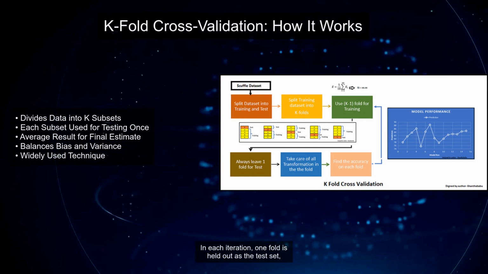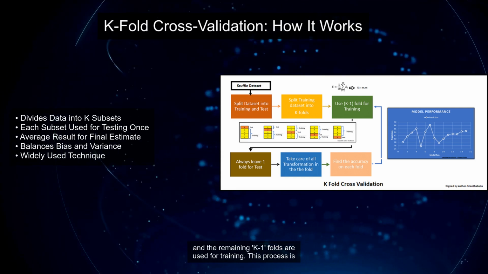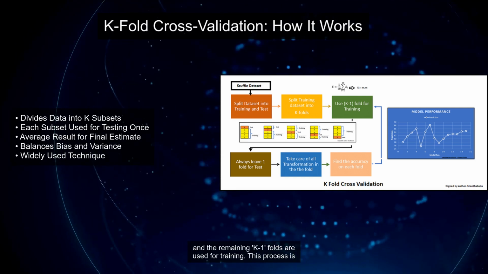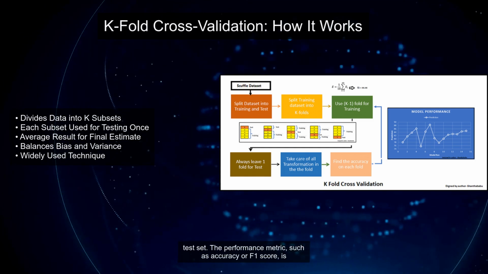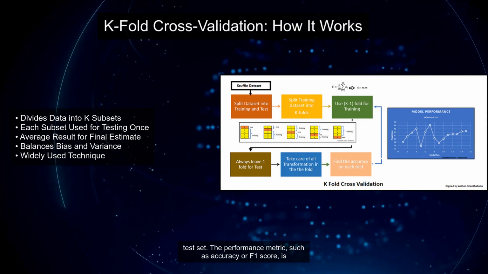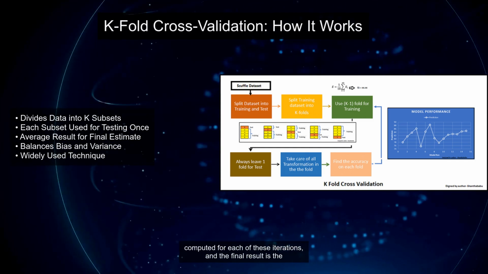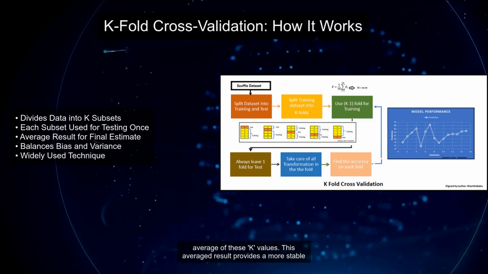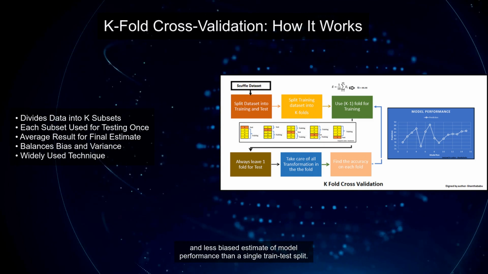In each iteration, one fold is held out as the test set, and the remaining K-1 folds are used for training. This process is repeated K times, with each fold getting a chance to be the test set. The performance metric, such as accuracy or F1 score, is computed for each of these iterations, and the final result is the average of these K values. This averaged result provides a more stable and less biased estimate of model performance than a single train/test split.